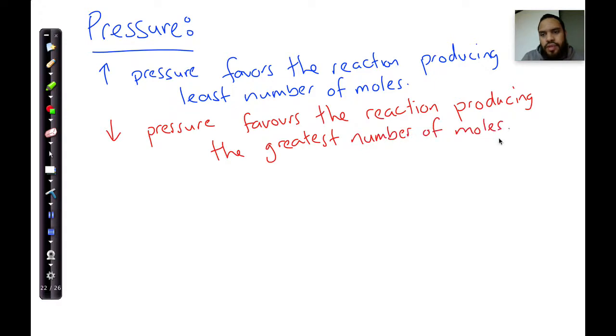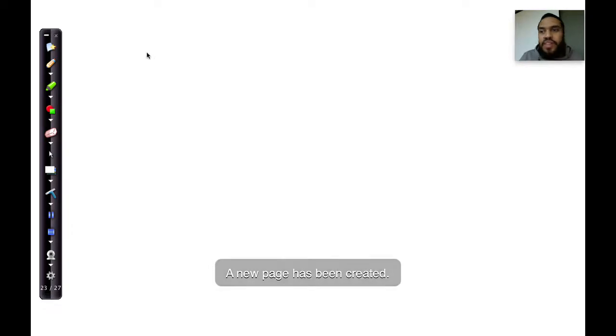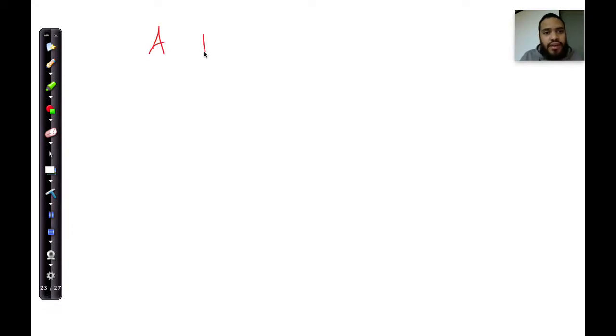Okay, so let's talk about what we mean by a reaction producing the least or greater number of moles. Let's talk about a hypothetical reaction with A plus B. This is only relevant to gases, so we don't care if it's a liquid or aqueous solution. We only need to count the number of moles of the gases, because this is about the volumes. So 1A plus 2B gives, in a reversible reaction, 2C, for example.